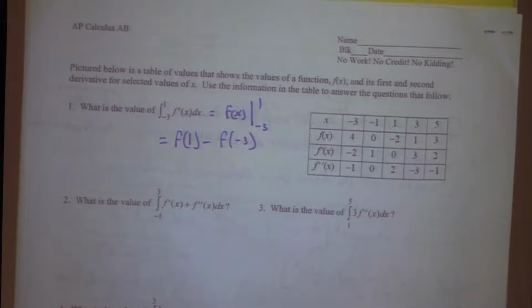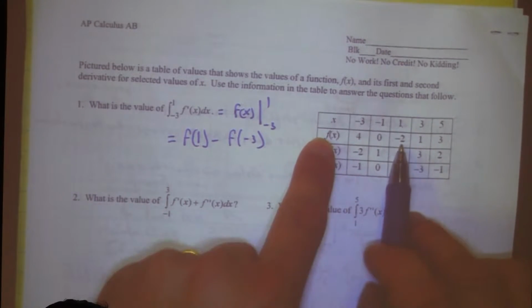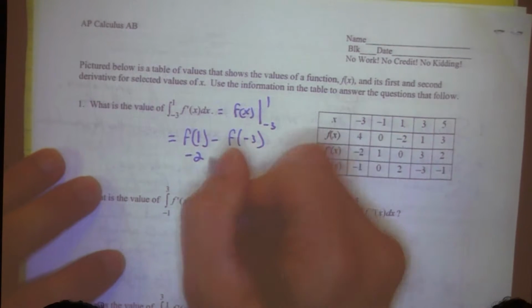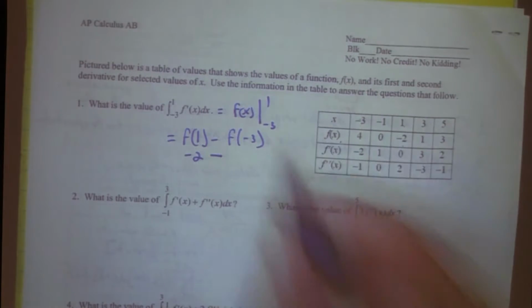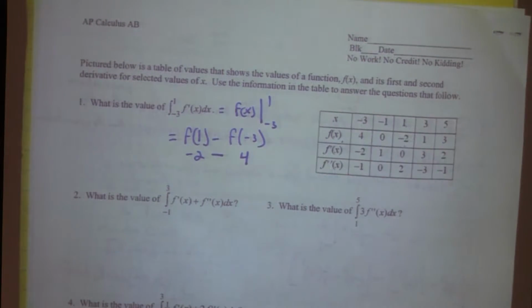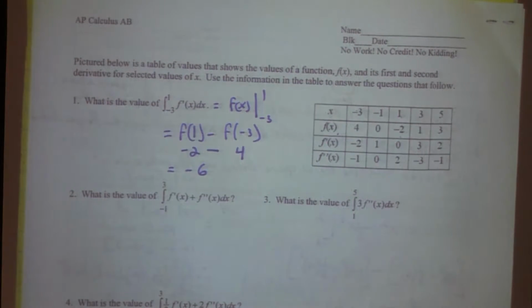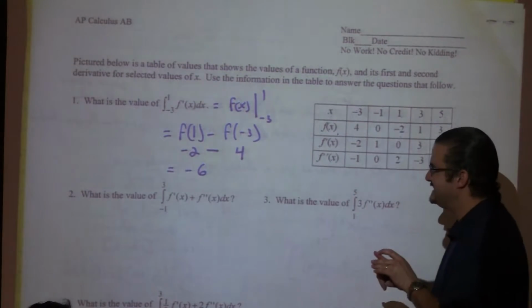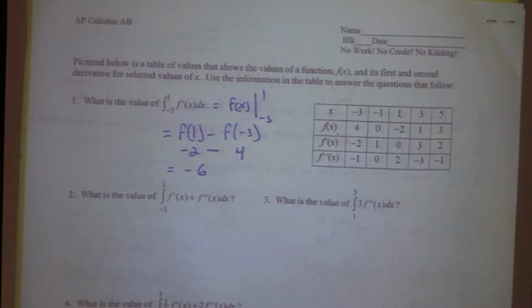Yeah. Awesome. Now there's a lot of numbers in there and a lot of room for you to make a mistake, so be very careful that you're picking the right numbers. We're going at f to 1, so what's the value? -2 minus, now we do f of -3. That should be 4, so -2 minus 4, what do we get? -6. Do you understand? We're applying the ideas of an antiderivative, but we're using a generalized function here because we don't know the actual function.